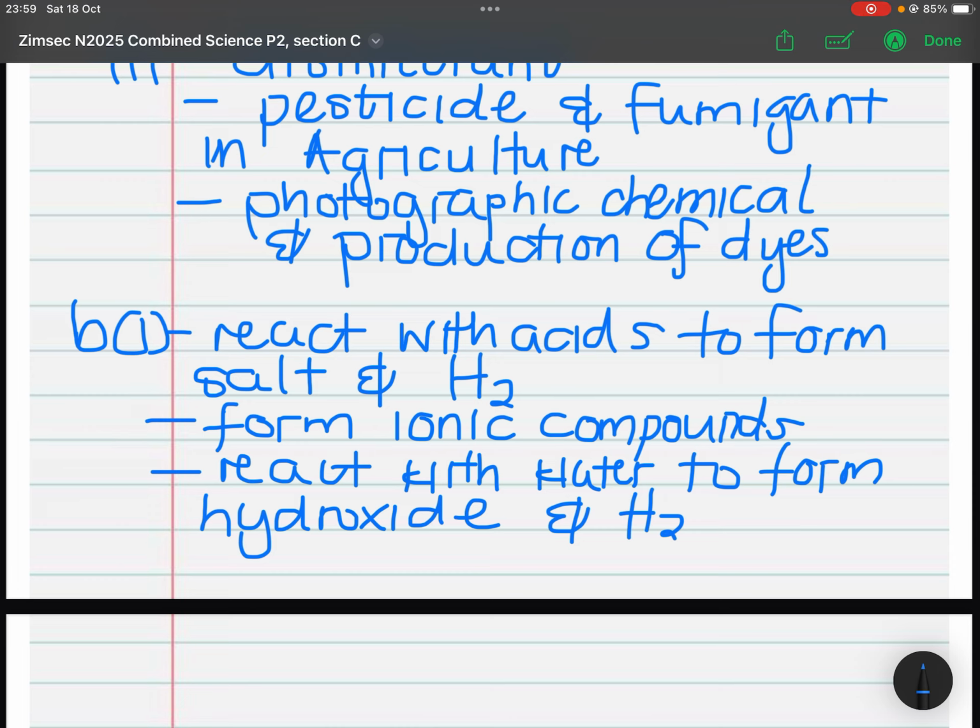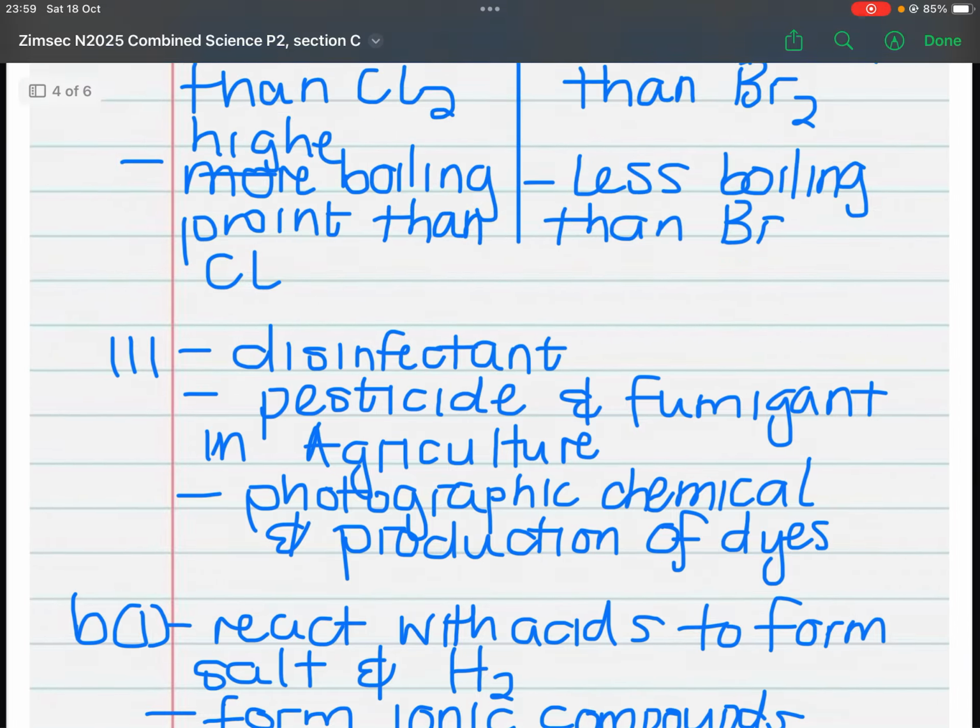So in summary, the group 2 elements react with acids to form salt and hydrogen gas. They form ionic compounds with high melting and boiling points. The reactivity increases as we move down the group. They react with water to form hydroxides and hydrogen gas. So these are some of the chemical properties of group 2 elements.